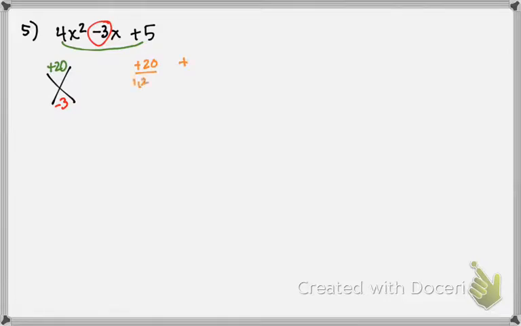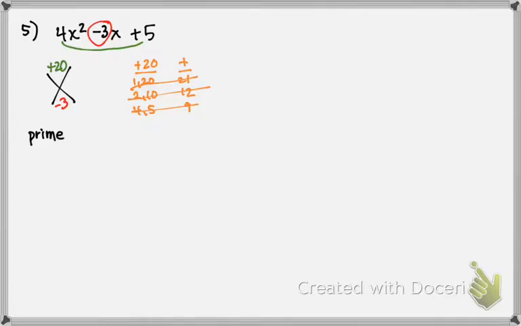So 1 and 20 add to give me 21. 2 and 10 add to give me 12. 3 doesn't work. 4 and 5 give me 9. Those are the only factors that multiply to give me 20. So there isn't a possible way to put these together. This didn't work, this didn't work, this didn't work, and there's nothing else to try. So this is what we call a prime polynomial.